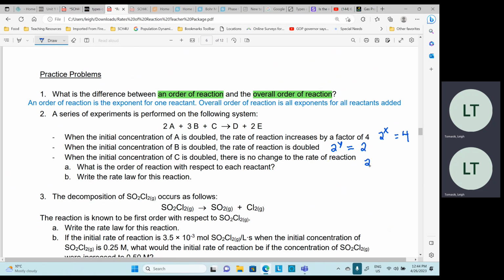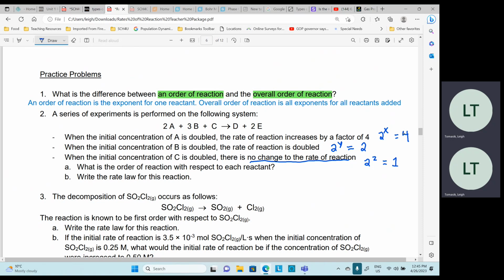And here we have 2 to the z is equal to, it says there's no change in the rate of the reaction. That doesn't mean that it's 0. It's actually 1. The rate of the reaction before was, let's say, 3 moles per liter second. Then you changed C and it was still 3 moles per liter second. So the idea is you multiplied it by 1. Okay, so 2 to what power gives me 4?